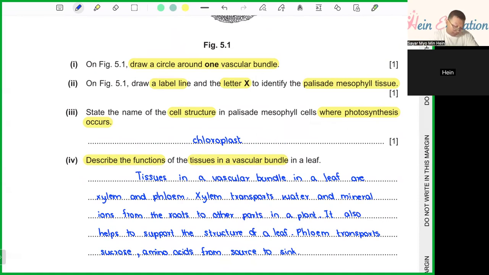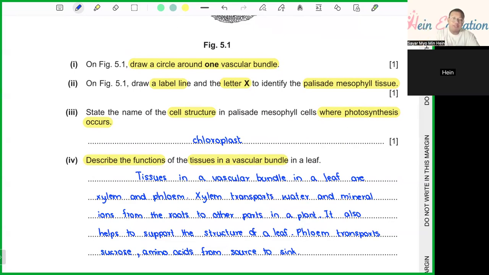So it's chloroplast. And describe the function of the tissues in a vascular bundle. So it's the tissues in the vascular bundle. A vein or vascular bundle contains two different types of tissues, xylem and phloem. So you have to mention the function of xylem and phloem, right?